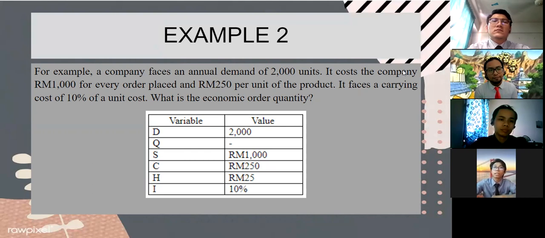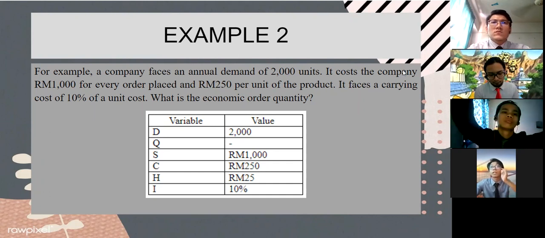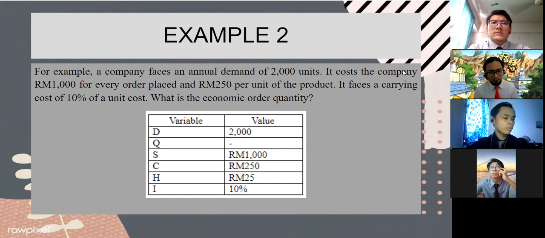So as you can see here, 10% of the unit cost would be the interest. So this calculation would be taking into account that. Now, looking at the table, we have D, Q, S, C, H, and I. D would be the holding cost, which is holding units, which is 2,000 inside the inventory. S would be the ordering cost. C is 250, H is 250, and the interest is 10%.